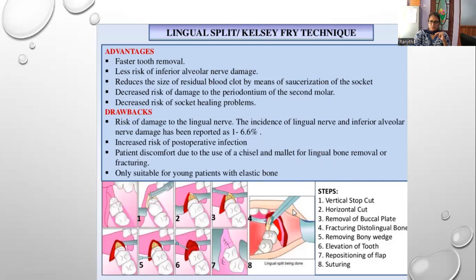Here, what you do is you place a vertical stop cut below the second molar, and from the lower end of this, you place a horizontal cut. You remove part of the buccal plate. You fracture the distal lingual portion of the bone, and you remove that bony edge, and you elevate the tooth out. Once that is done, you reposition the flap and suture. So this is the lingual split technique. It is more ideal if your tooth is placed lingually. There is lesser risk of damage to the lingual nerve while doing this technique.